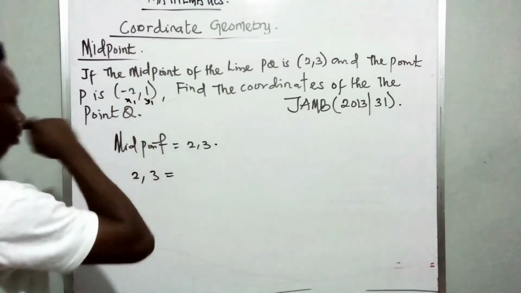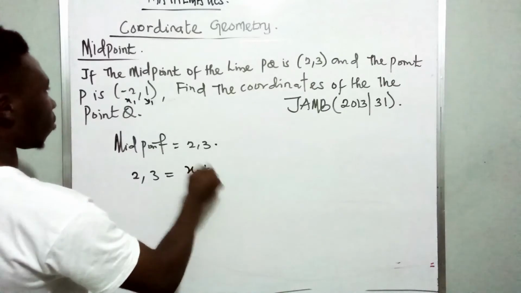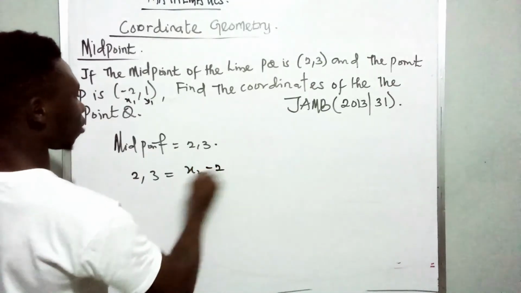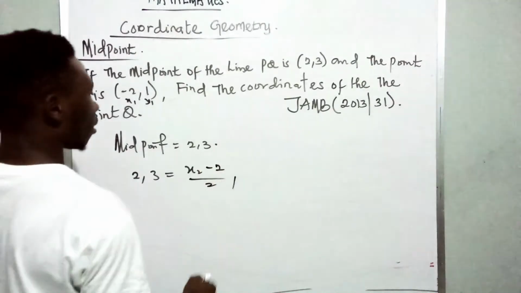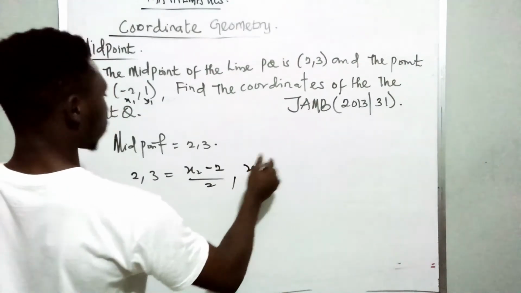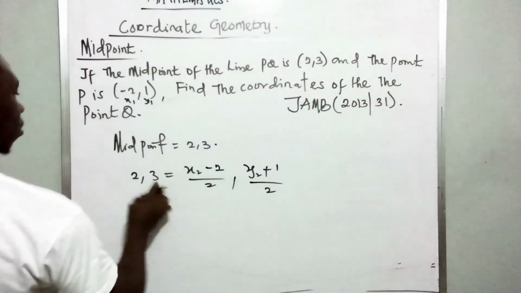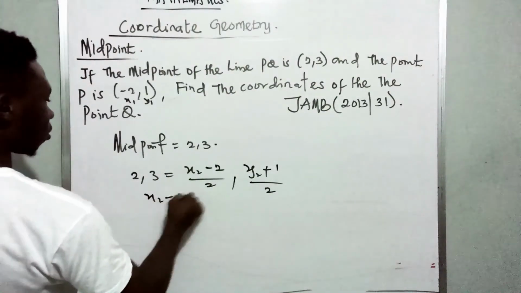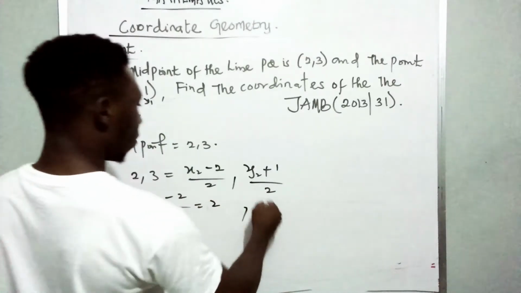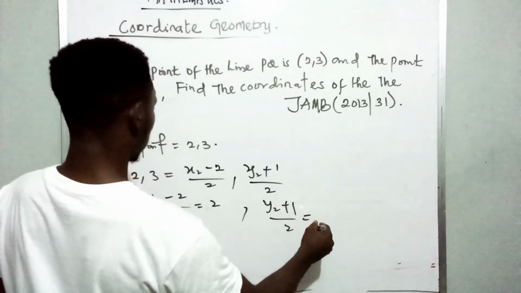Now we have this as x1, y1. So your midpoint is given by x2 plus your x1, that's your x1 as minus 2, over 2, comma, y2 plus 1 over 2. So you take this to this and this to this. So x2 minus 2 over 2 is equal to 2, comma, y2 plus 1 over 2 is equal to 3.